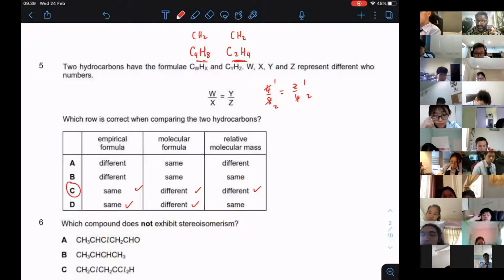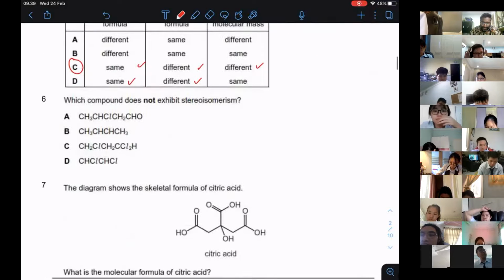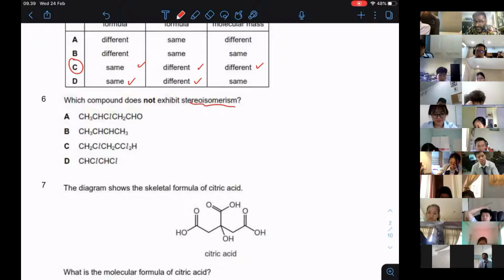This is going to be the answer. Quite simple, in comparison to some questions that I showed, but this one, the relationship, is very important. Now, which compound does not exhibit stereoisomerism? When you have this kind of question, it is very important to find out whether they have a double bond, because for stereoisomerism you are talking about double bond and chiral center.